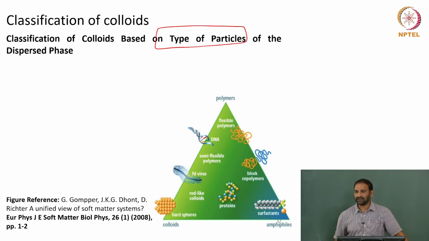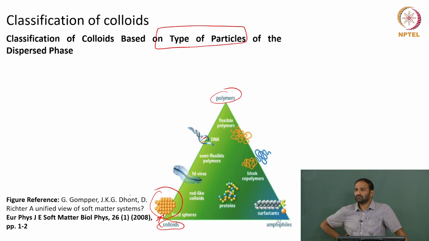I had shown this triangular diagram in the last class. So you have polymers here. What is written here is a colloid. Now, what can you say about this particular picture? While you think, the third apex is amphiphiles.